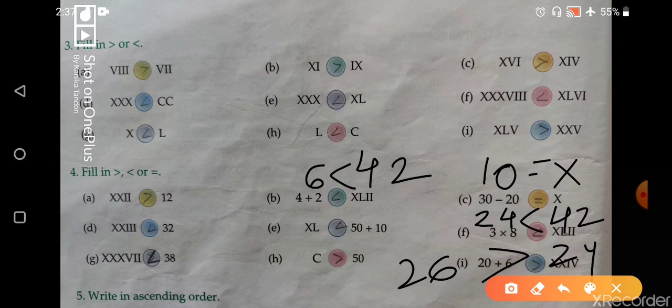And coming to question number H, C is written as 100 and 50. So what is the smaller number? 50. We'll put a sign like this.